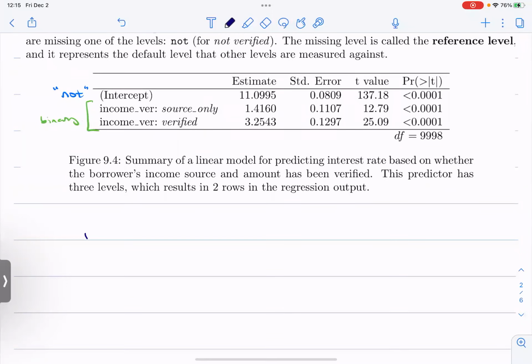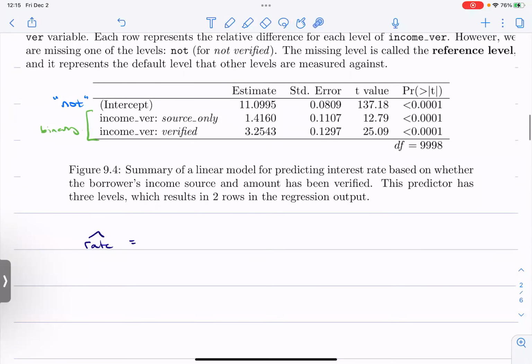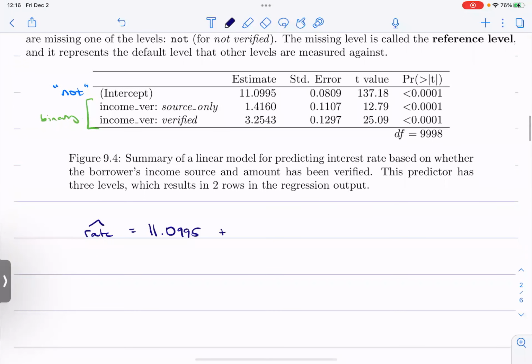The predicted rate, we can use this output, these coefficients or the estimates, to write out the least squares regression line here, which is 11.0995 plus 1.4160 times source only plus 3.2543 times verified.